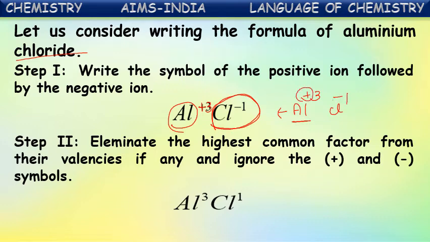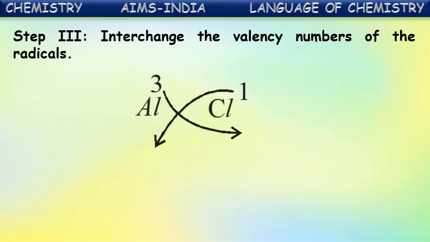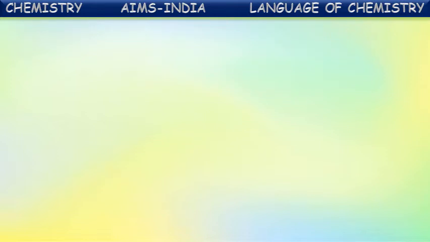Now, what is the next step? We should ignore these charges. If you ignore the charges, Al3, Cl1. Step 3: interchange the valence numbers. Here aluminium has 3, chlorine has 1. 1 goes to aluminium and 3 goes to chlorine. Both are single ions, not radicals, so no need to put them in brackets. If you send like that, you will get AlCl3. So that is the formula for aluminium chloride.